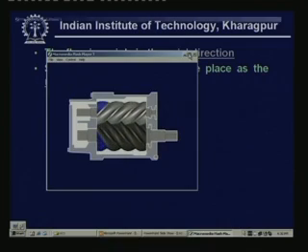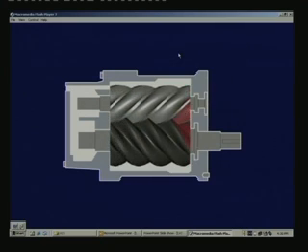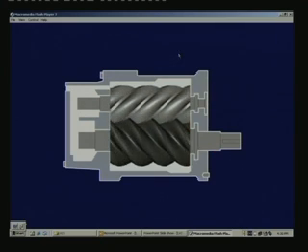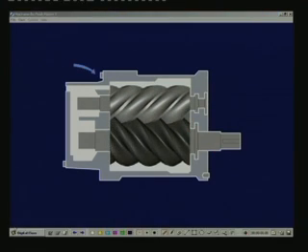Let me show the animated picture of this. You can see the animation here. Low pressure refrigerant enters like this, it is coming like this and it fills up this space, and as this one rotates, it will be carried away along these gullies and the lobes, and finally it gets compressed and it leaves the compressor in this fashion. So, basically the flow direction is in this direction.